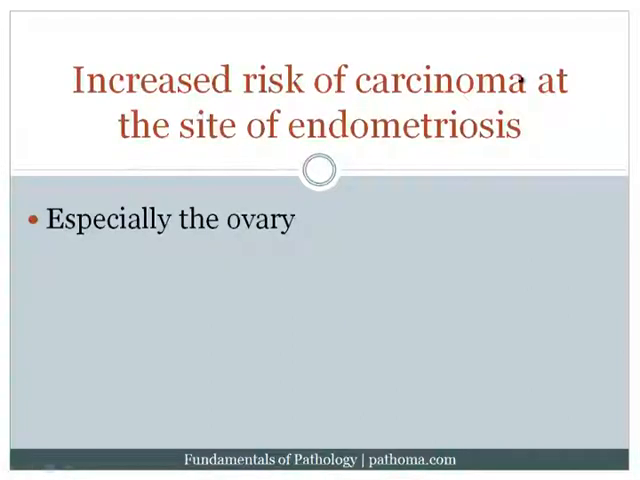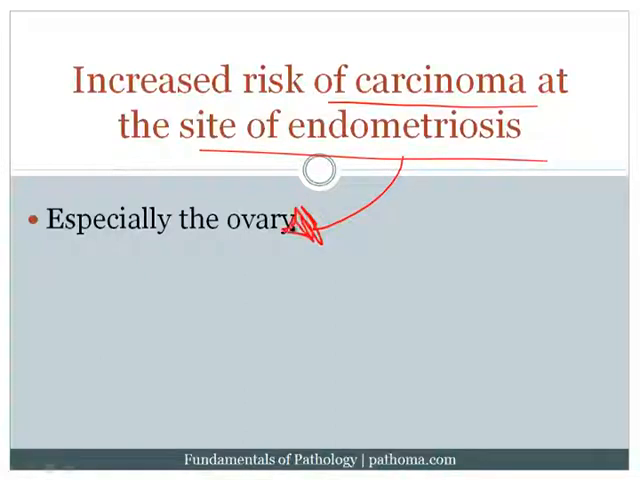One of the complications of endometriosis, along with the clinical signs and symptoms, is that there is an increased risk for carcinoma at the site of endometriosis, especially the ovary. This is going to come back a little later in our discussion, so it's nice to bury this away in our minds now: an increased risk of carcinoma at the site of endometriosis, especially when it involves the ovary.